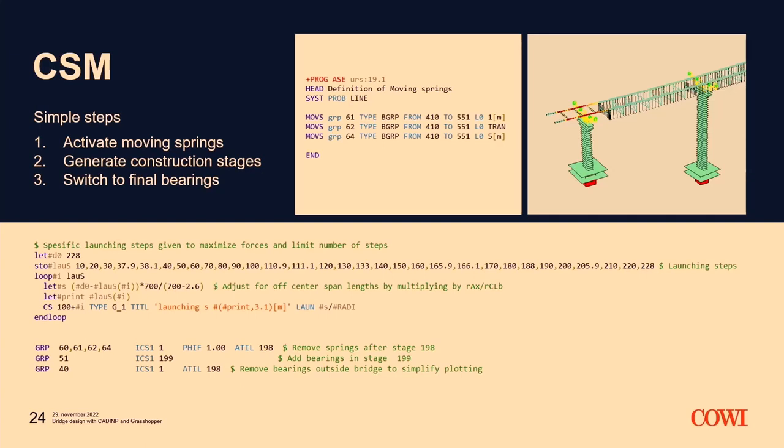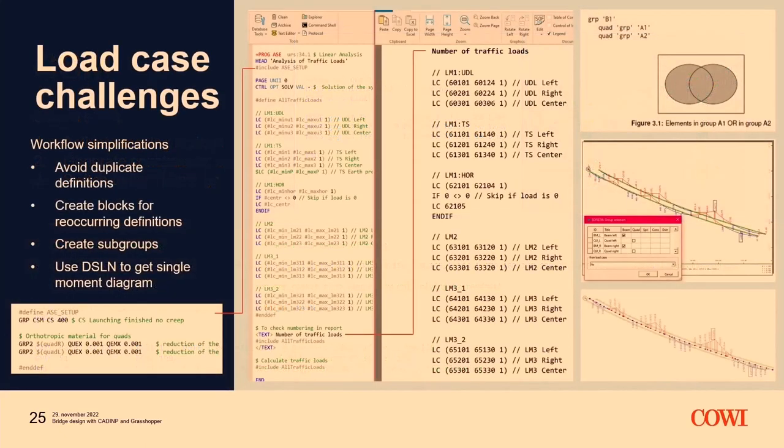So that's what I'm doing here. I set up a loop with specific launching stages. You could of course just create a specific step, but I wanted it optimized to make sure that in addition to have the critical load cases, I also wanted a step of 10 meters. And then in the end, I deactivated the springs and shifted to my final bearings. So yeah, not something to be worried about, really.